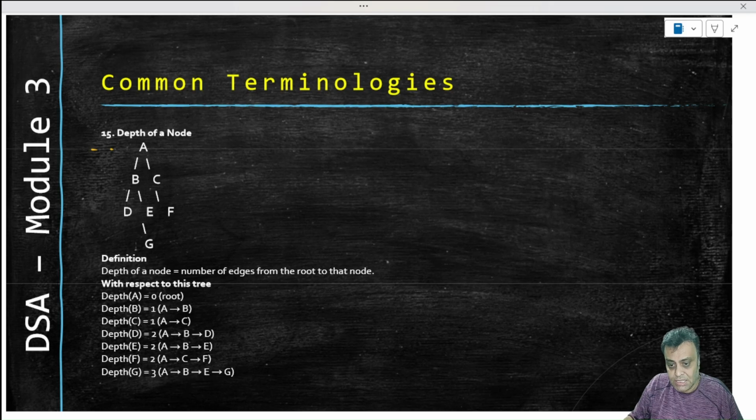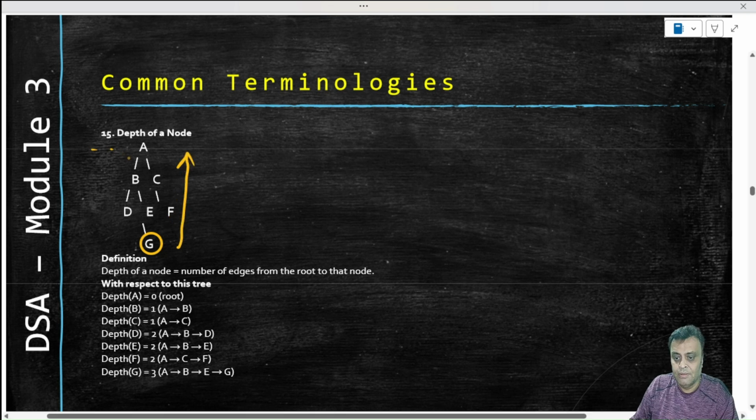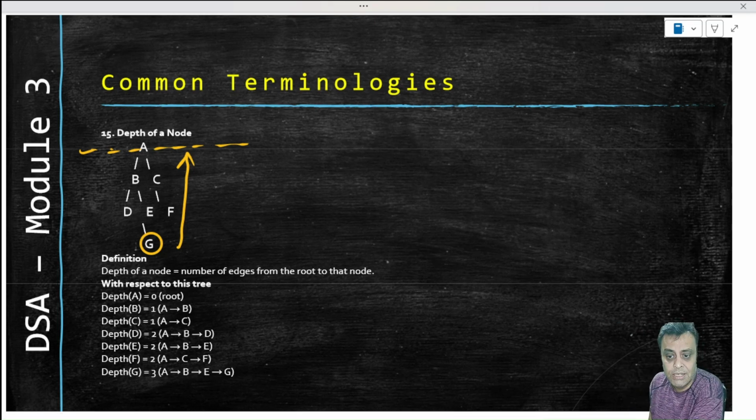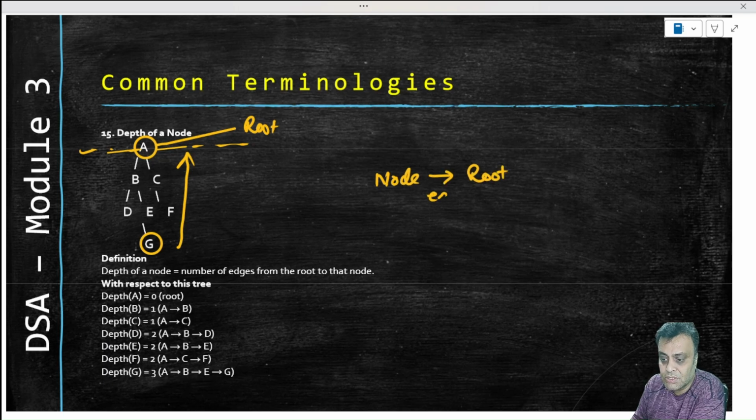So, if I am at G and I look up, then my surface is here. Right? So I have to see how many edges I actually need to go from G to the surface. The surface is A. So I have to go to the root. So from any node to root, how many edges we traverse is the depth.